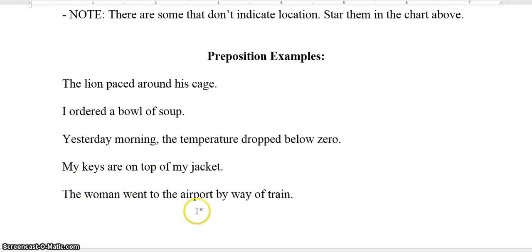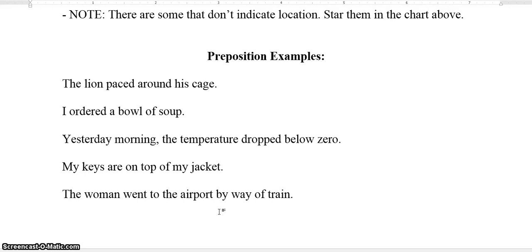Let's look at the next one. The woman went to the airport by way of train. Okay, there's two prepositions here. We have to and also a compound preposition by way of, and that was also in our chart. Okay, so these are just prepositions.